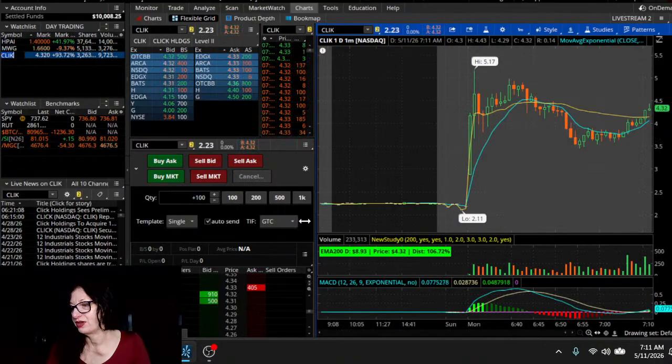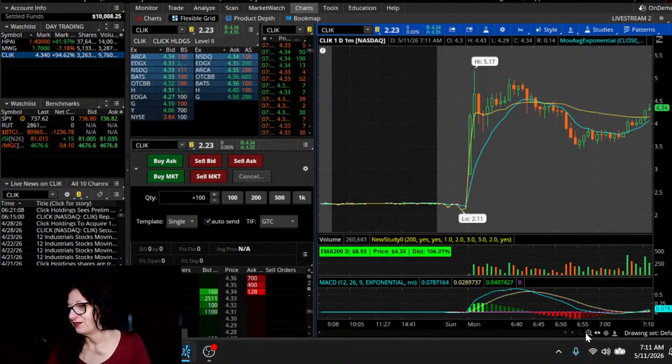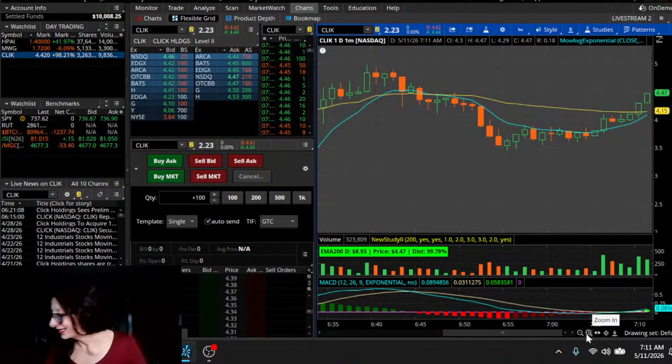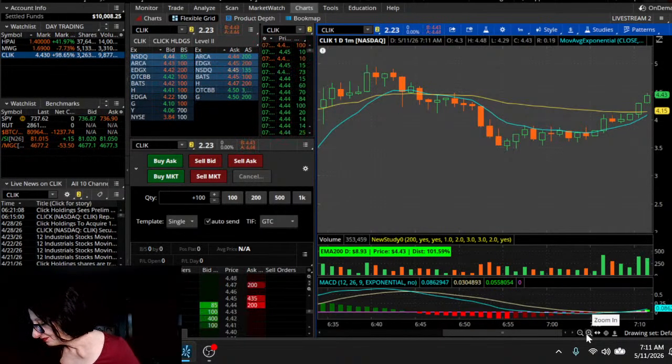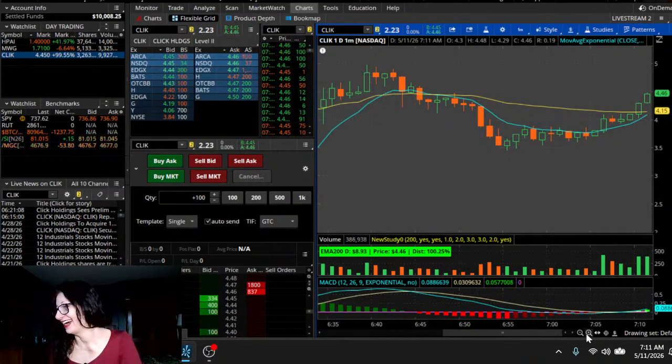definitely where I would, oh, CLIK broke VWAP. So let's see if it makes another run up. I might try to go for a bull flag pullback. Yeah, I just saw that. Thank you. I was like, oh.